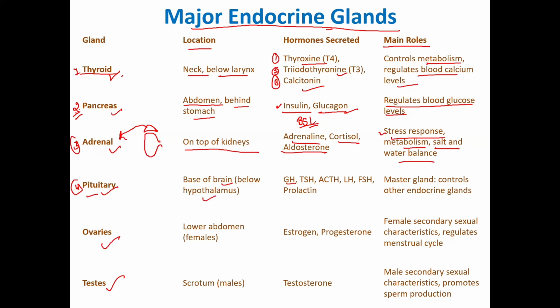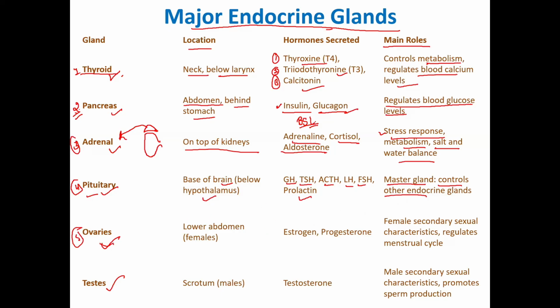It makes GH (growth hormone), TSH, ACTH, LH, FSH, and prolactin. It is also called the master gland, so it acts as a master. Why master? It controls the other endocrine glands. It's like a leader gland.